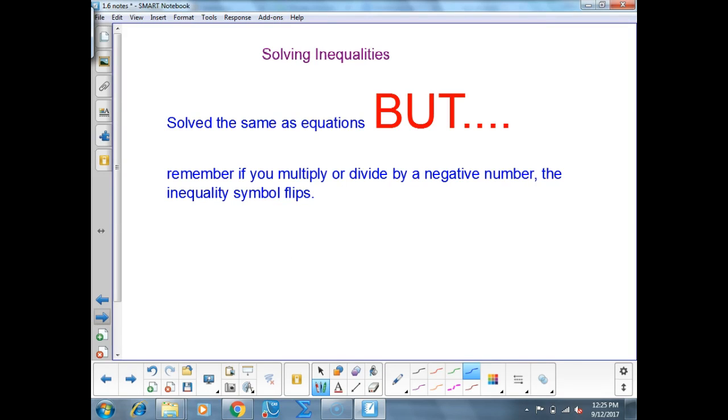Okay? When we are solving inequalities, we solve inequalities the exact same way as we solve equalities. So remember that, whatever we do to one side, we do to the other. To move stuff, we do the opposite. We try and get the variables on one side and the numbers on the other side, and we check our answers. Okay? We still do all of that.